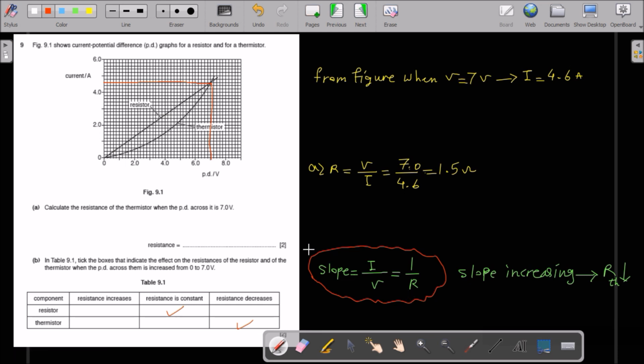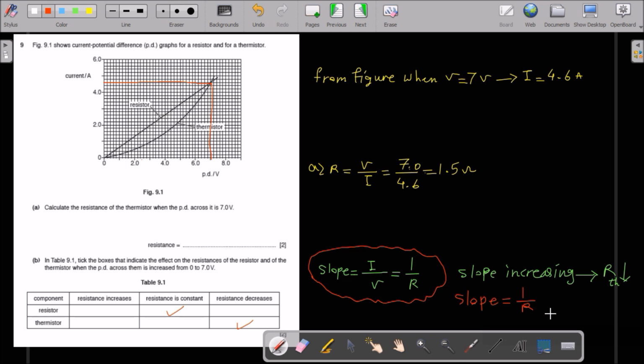But for the thermistor, if you look at the curve for the thermistor, the slope is increasing. The slope of I against V is increasing. When the slope is increasing, R of the thermistor is decreasing. Why? Because based on this formula, the slope is equal to 1 over R. So when the slope increases, R decreases because of the reciprocal relationship between the slope and R.